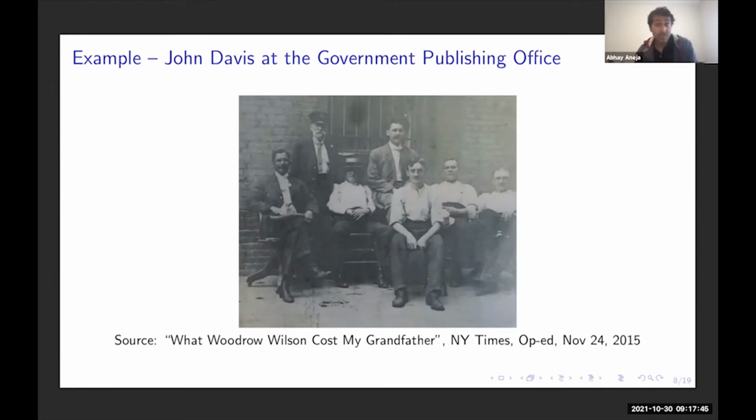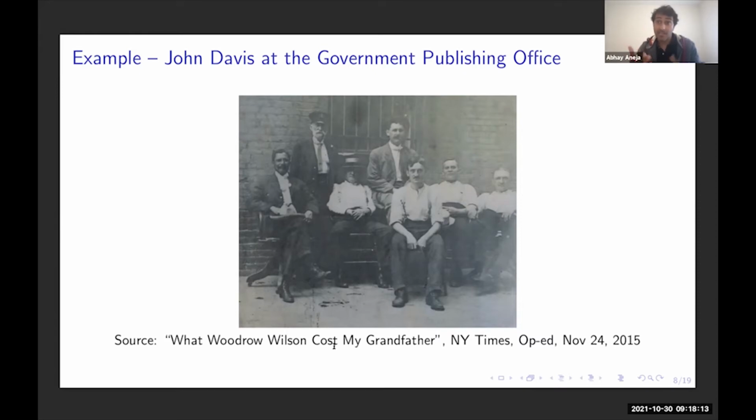So it turns out that a few years ago, when the more complicated legacy of Woodrow Wilson was first coming to light in public consciousness, the grandson of a Black civil servant during the early 1900s actually wrote an op-ed in the New York Times about the destructive legacy of Wilson's segregation regime, both on his grandfather and his grandfather's family. That person was a gentleman named John Abraham Davis. He's here on the left-hand side.